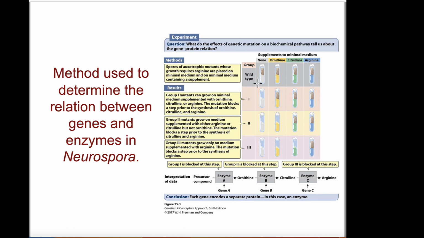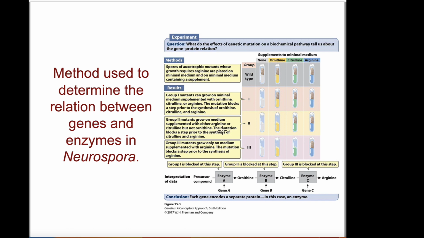And you'll see here that the wild type, whether it's just minimal media or with supplements, you have growth either way because they're normal. So they have all of the enzymes and the components needed to sustain their growth. However, in group 1, because they have the mutation that blocks the initial synthesis of ornithine, you don't get any growth on the minimal media with no supplement. But if it's supplemented with any of these 3, you get growth.